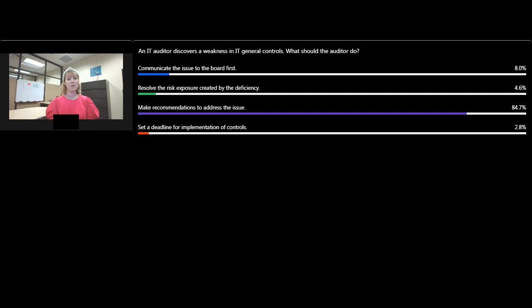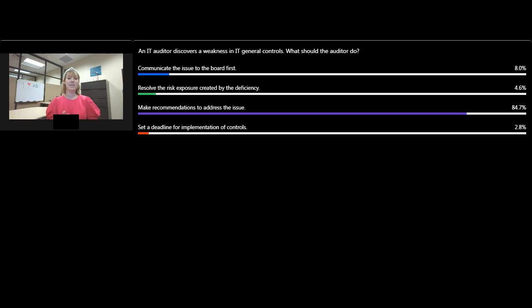They would be overseeing the implementation. D is also incorrect because it's not the role of the internal auditor to set the deadline for the implementation of controls. Management is responsible to set a deadline for control implementation. Internal audit is allowed to challenge that deadline.